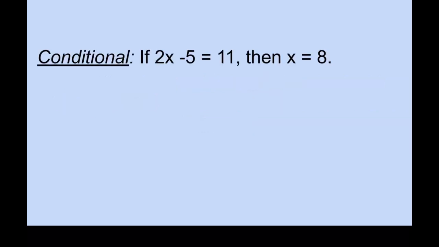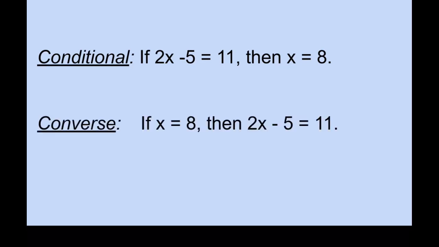All right, so let's take a non-wordy example. So let's say if 2x minus 5 equals 11, then x equals 8. I want you to take a second and practice in your notes what the converse is going to look like. Pause the video for a second. Okay, hopefully you guys wrote the converse like this. If x equals 8, then 2x minus 5 equals 11.